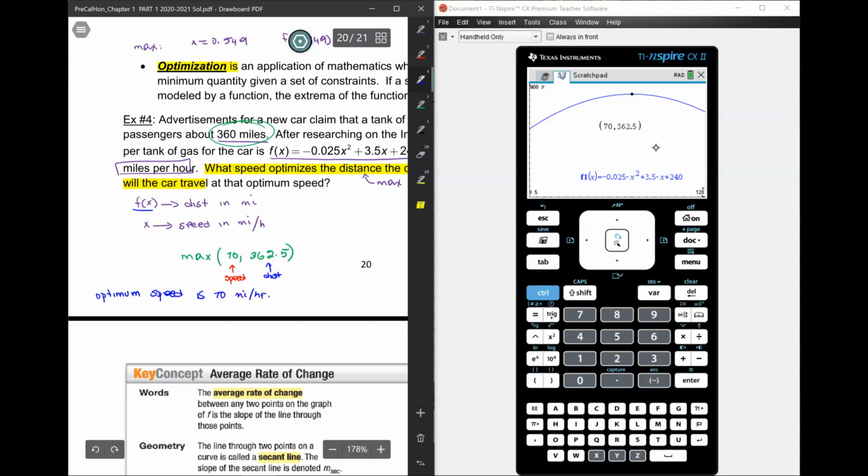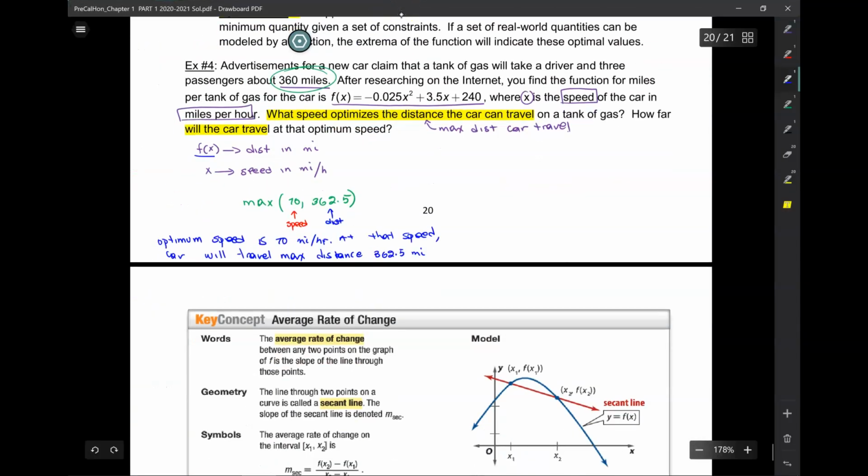If I'm driving at 70 miles an hour, at that speed, the car will travel a maximum distance of 362.5 miles on one tank of gas. Okay? Isn't that a fabulous way to apply max and min problems?